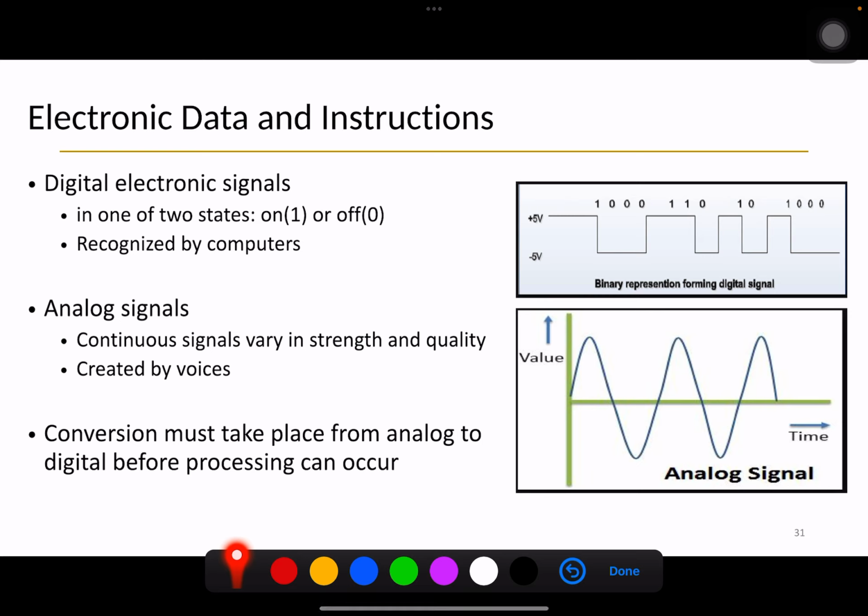Okay, digital electronic signals. This is the form of digital electronic signal. This is the form of analog signal. Analog signal is formed by waves. For example, the audio signal is also a form of analog waves.